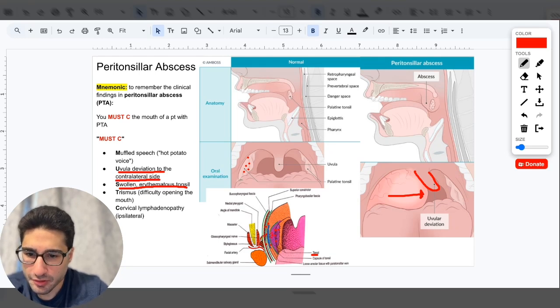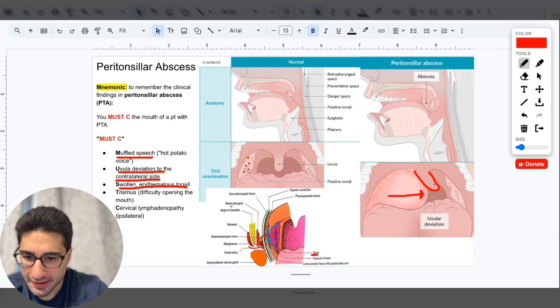Now we're also going to have some irritation of the soft palate as well as the tongue, and this is really important. These structures are really important for producing appropriate speech, and so as those structures get irritated, we're going to have this muffled speech the patients present with.